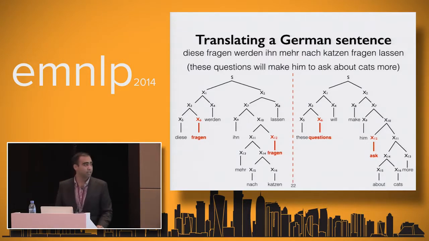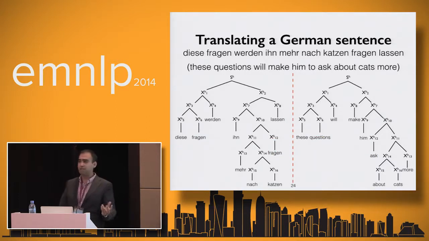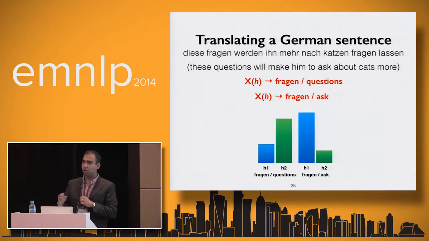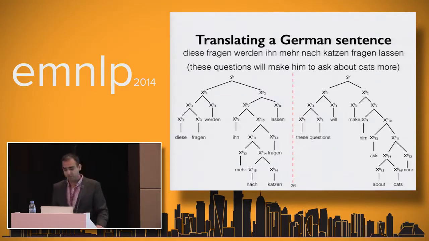So Fragen can translate to questions or ask. And so the basic idea now is we can augment every non-terminal in our tree with a latent state. In this particular case, let's assume we have two latent states. And the basic idea is that these latent state configurations, H1 and H2, reflect certain preferences for types of context as reflected by inside tree combinations and outside tree combinations.